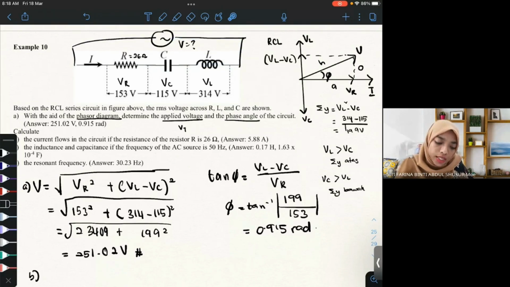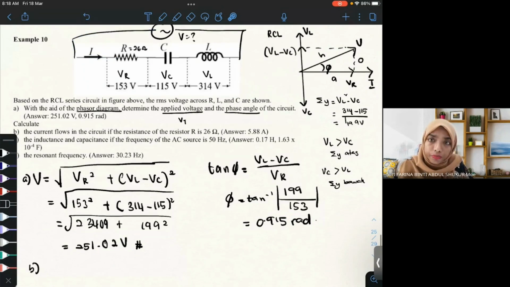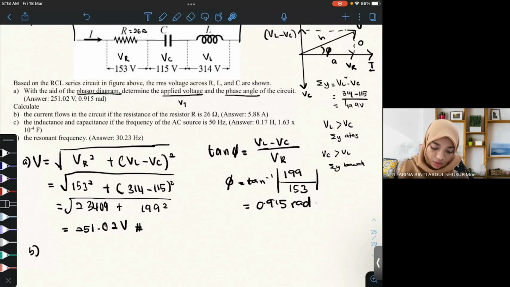Okay, so current yang lalu ketiga-tiga komponen ini is the same current. Dan current yang tengah keluar daripada power supply ni adalah IRMS kita. And we have already have our VRMS. So kita boleh guna VRMS is equals to I RMS. Kita guna Ohm's law, V is equals to I R.